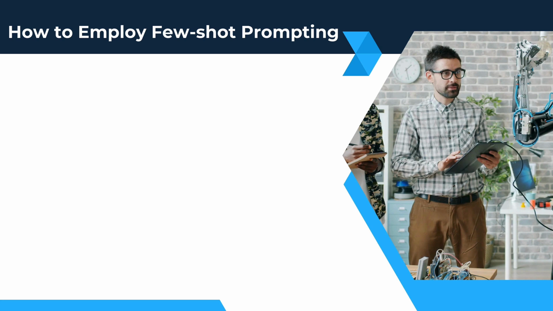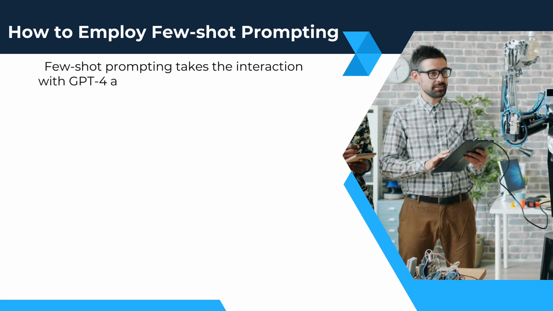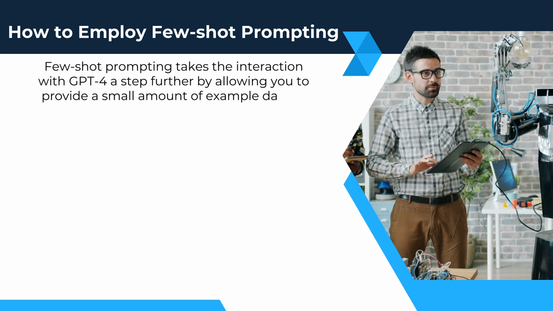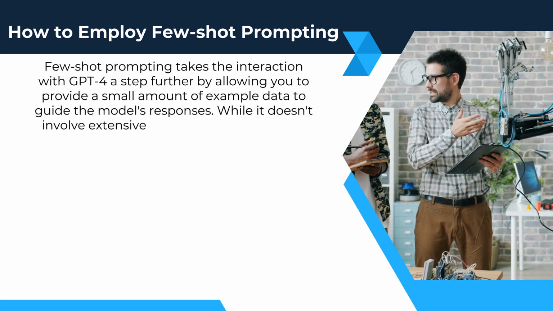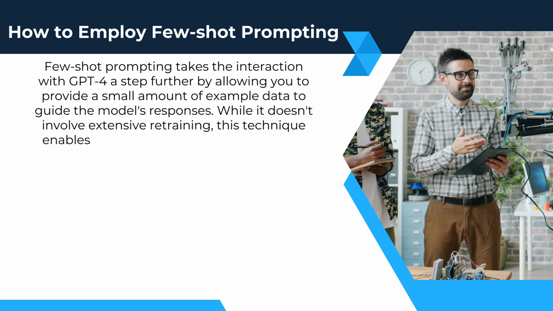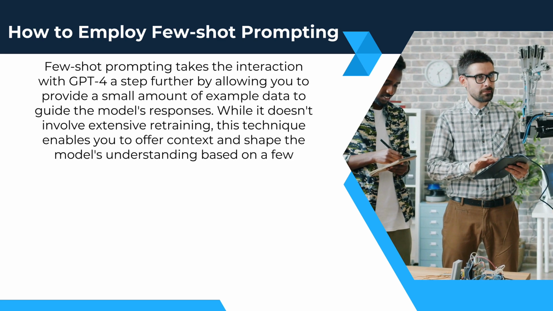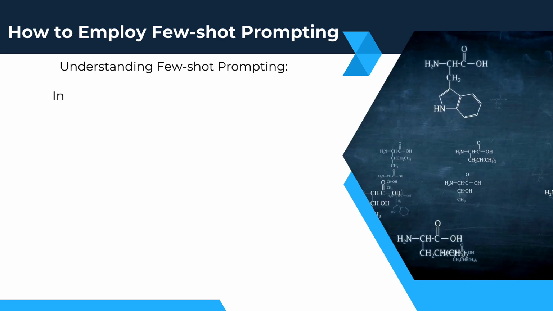Section 2. How to employ few-shot prompting. Few-shot prompting takes the interaction with GPT-4 a step further by allowing you to provide a small amount of example data to guide the model's responses. While it doesn't involve extensive retraining, this technique enables you to offer context and shape the model's understanding based on a few examples. Understanding few-shot prompting.